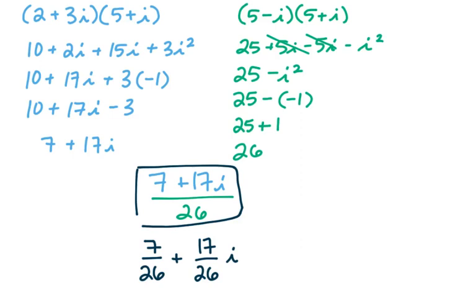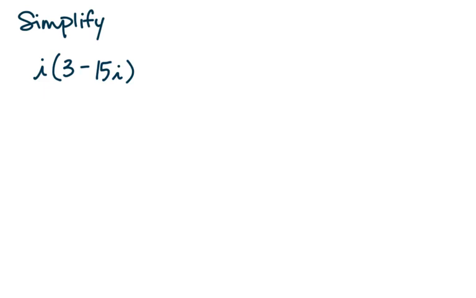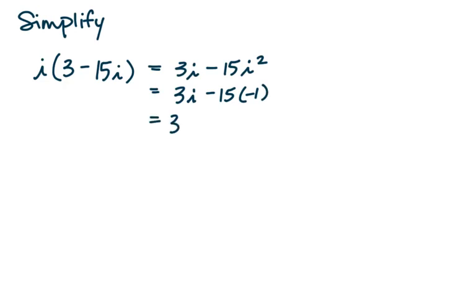Just for fun, let's do a couple more examples. Here we are asked to simplify the product of i times 3 minus 15i. In this situation, we just need to distribute. That's 3i minus 15i squared. And of course, we know that i squared is equal to -1. So we have 3i, and that will become plus 15. And of course, I could simplify this, pulling out a GCF of 3. So that would be 3 times i plus 5.